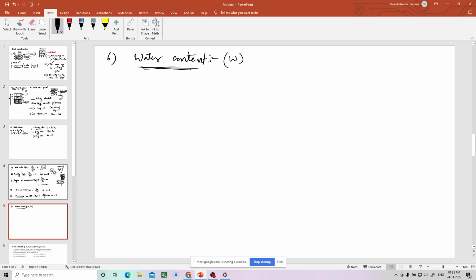This is the ratio of the weight of the water to the weight of the solids. It is small w. Okay, it is expressed in percentage. Weight of water to the weight of solids. Okay, only solids. That means dry soil. So if you multiply with 100, then you will get percentage. This is how water content is defined. This is also called moisture content.